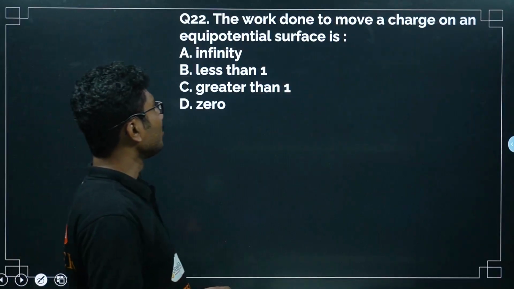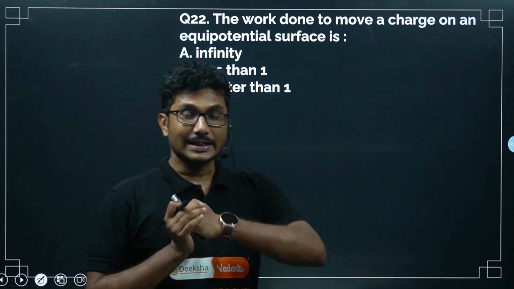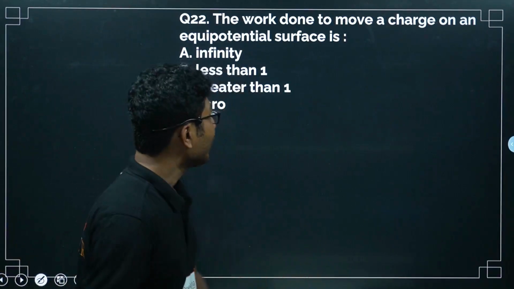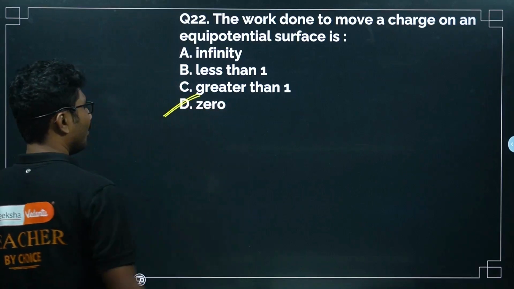The work done to move a charge on an equipotential surface. I discussed this while discussing the chapter. The work done to move a charge on an equipotential surface is 0.